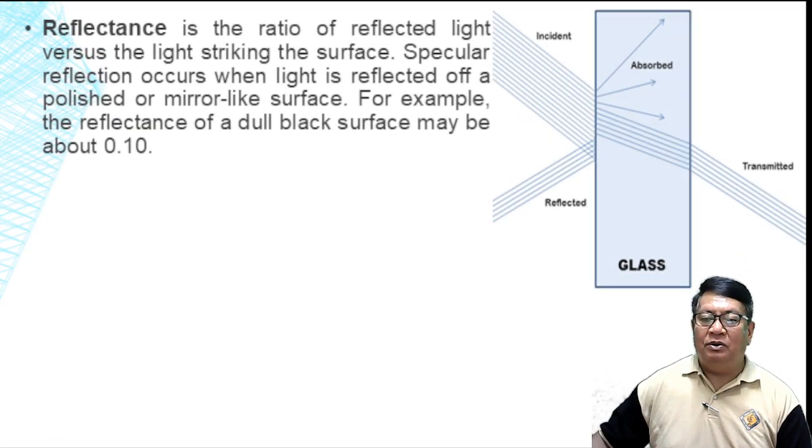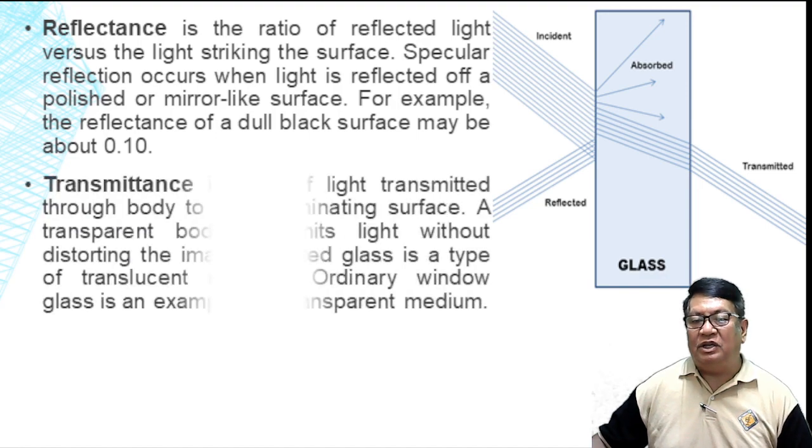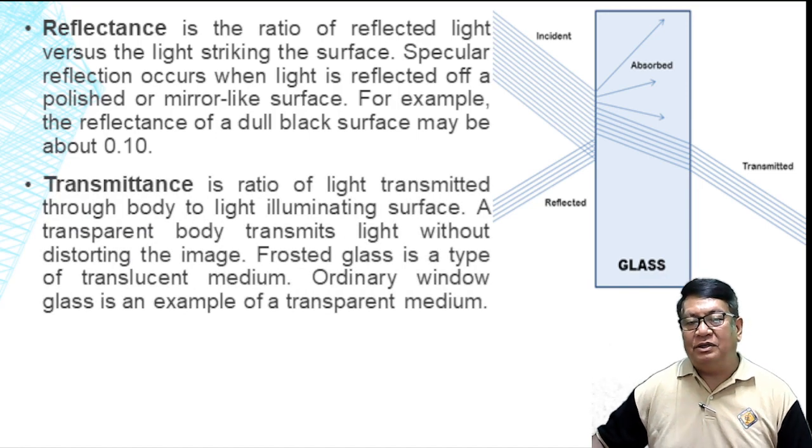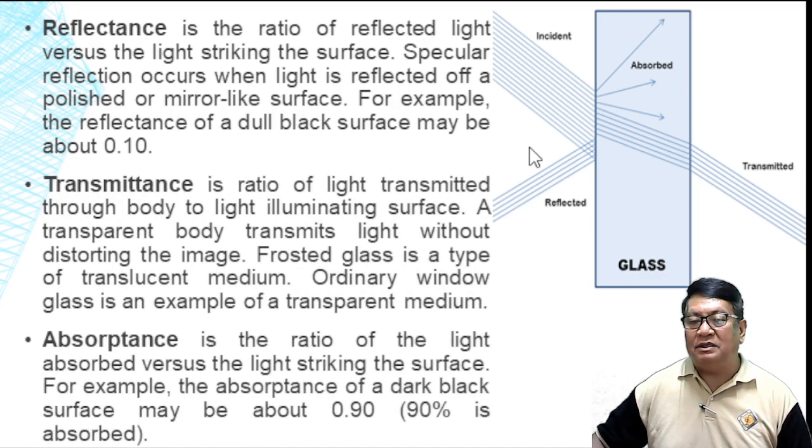So we have also this reflectance. It is the ratio of reflected light versus the light striking the surface. So we have this reflected light, and this is what we call reflectance: the amount of light reflected by striking the surface. So this is the reflectance here.